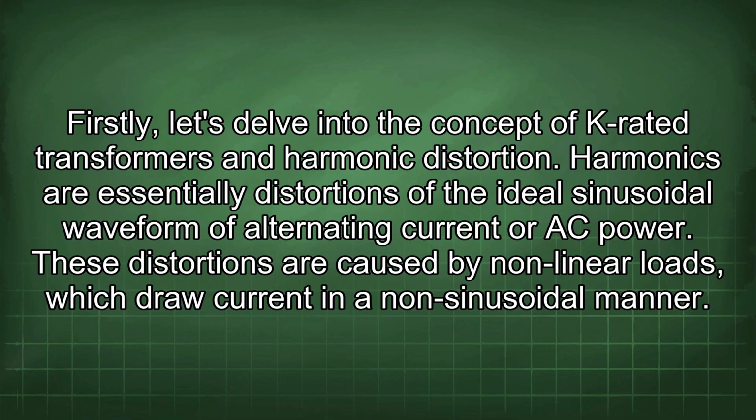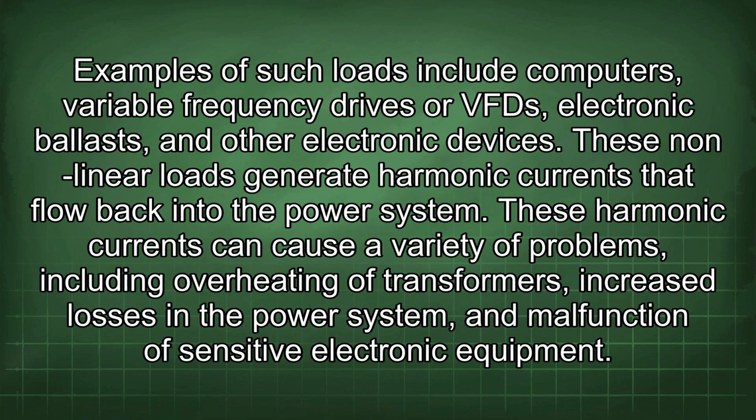Firstly, let's delve into the concept of K-rated transformers and harmonic distortion. Harmonics are essentially distortions of the ideal sinusoidal waveform of alternating current or AC power. These distortions are caused by nonlinear loads, which draw current in a non-sinusoidal manner. Examples of such loads include computers, variable frequency drives or VFDs, electronic ballasts, and other electronic devices. These nonlinear loads generate harmonic currents that flow back into the power system.